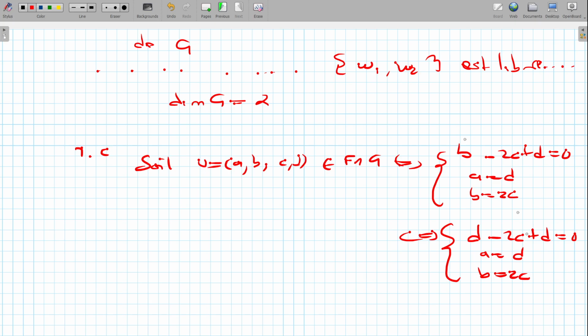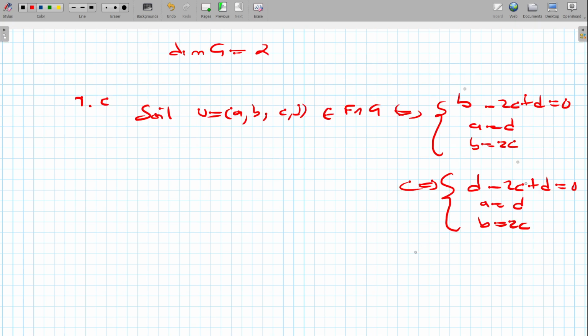Sure, you can have some meaningful simplification here. So this is equivalent to D plus D, which is 2D minus 2C is equal to 0, like so. And then that is 2D minus 2C is equal to 0. And then A is equal to D, B is equal to 2C. You can factorize by the 2.